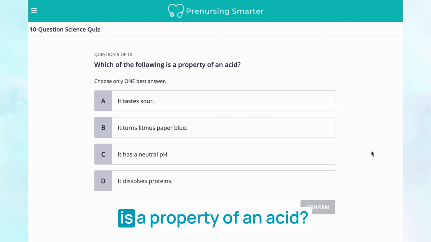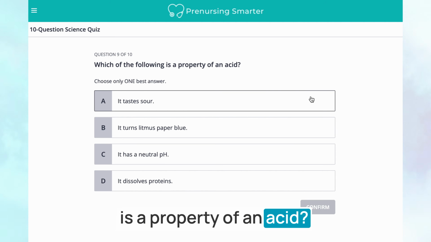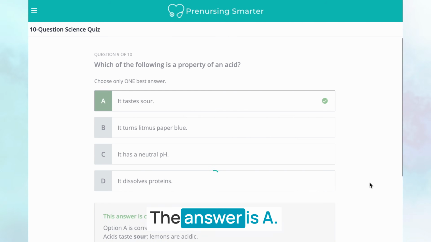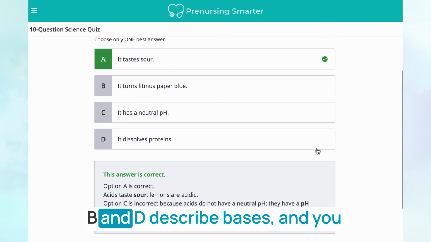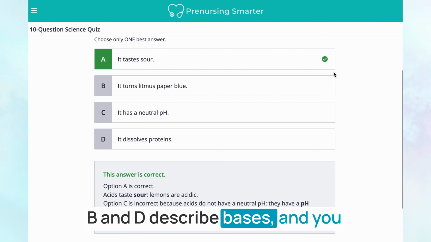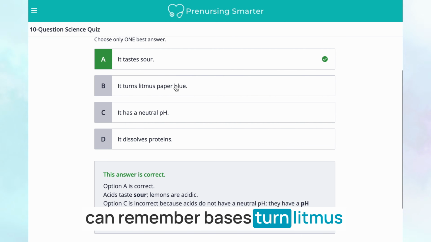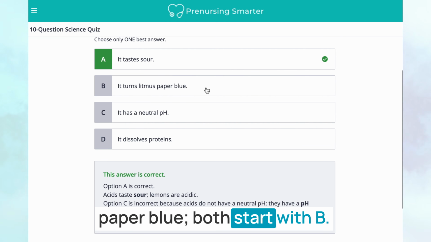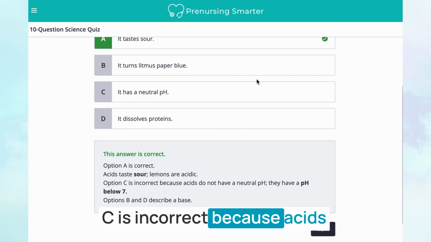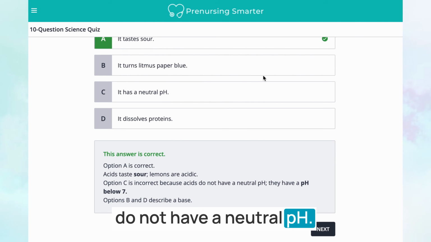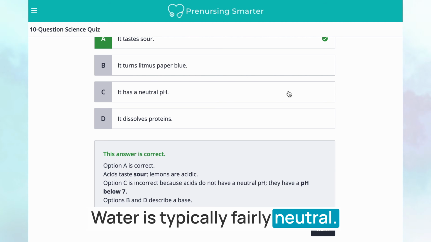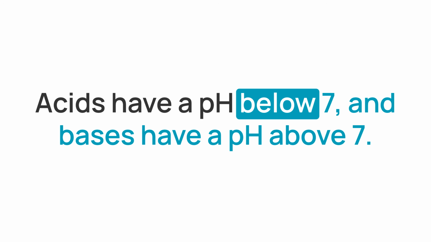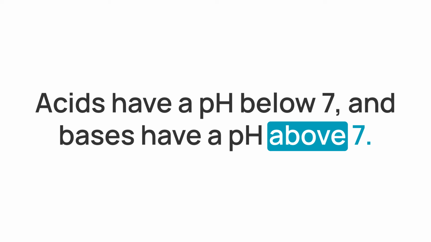Which of the following is a property of an acid? The answer is A, it tastes sour. Lemons are acidic. B and D describe bases, and you can remember bases turn litmus paper blue. Both start with B. C is incorrect because acids do not have a neutral pH. They have a pH below 7. A neutral pH is 7. Water is typically fairly neutral. Acids have a pH below 7 and bases have a pH above 7.